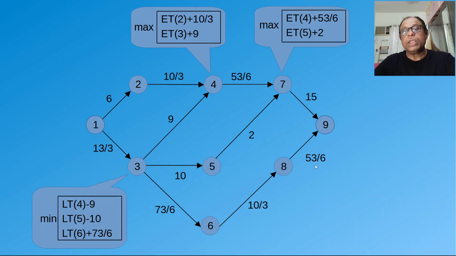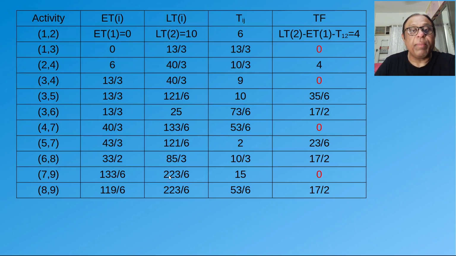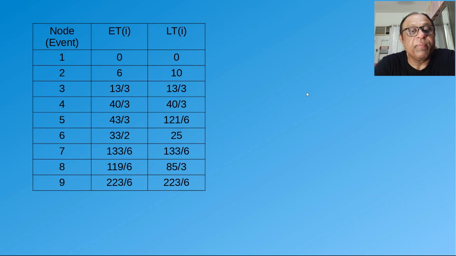Okay. So this means that the latest we should come to node number 8 is 85 by 3 weeks. This is the latest we should arrive at node number 8. Now, coming back to node number 7, it's going to be late time of node 9 minus 15. Okay, so that's going to be nothing but 133 by 6.